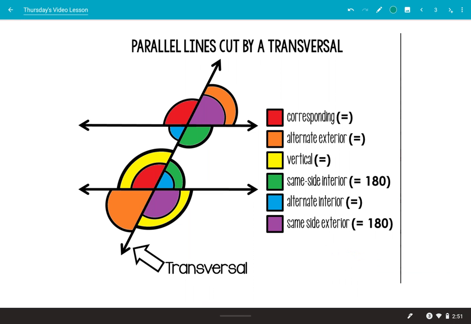Hopefully you guys remember this picture. We went over it on Tuesday. It was part of your Tuesday video, and we went over it in class. So hopefully you remember corresponding, alternate exterior, interior, same side interior, exterior, and vertical. We're going to practice a few of these now.